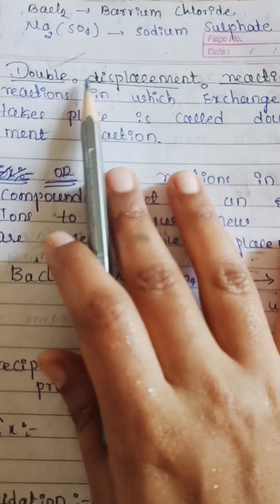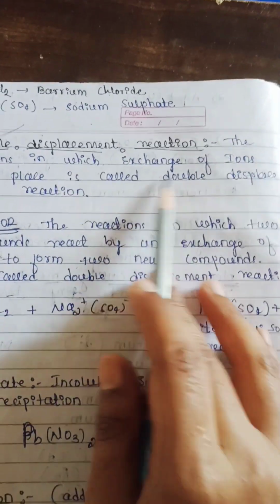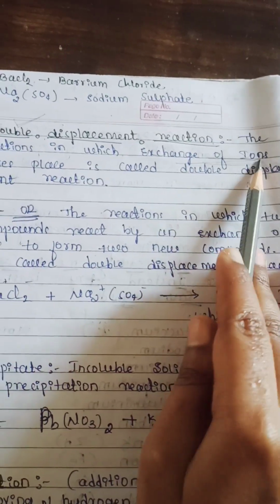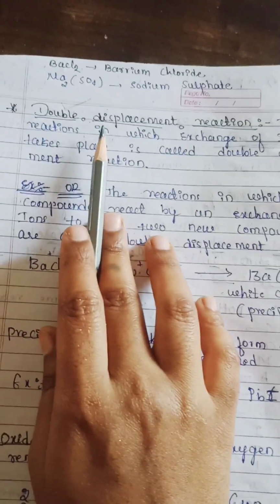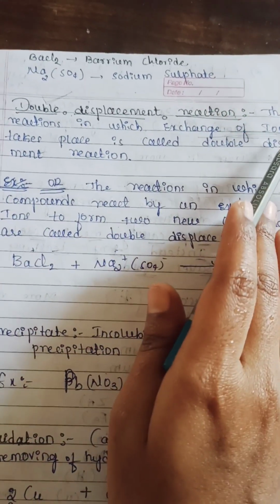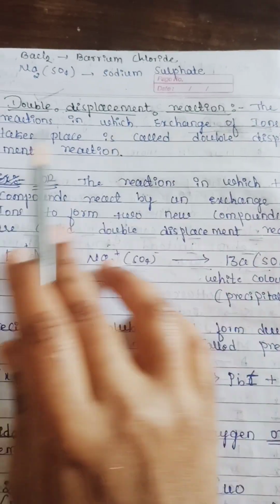But what is a double displacement reaction? Here the exchange of ions takes place. The exchange of ions takes place. That is what we call a double displacement reaction. So how are the ions exchanged here?